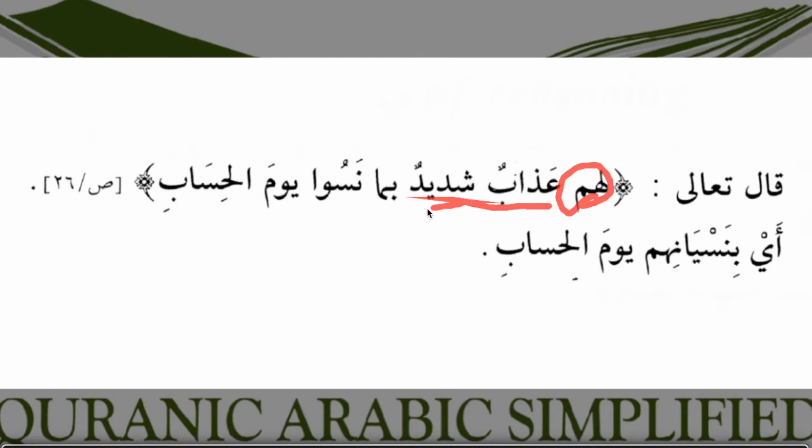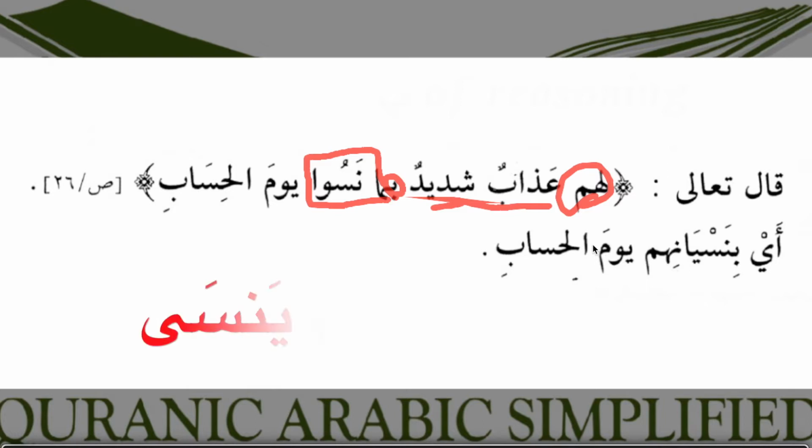And why is the punishment? So now Allah is giving us the reason. That this ba is ba al sababiyya. This uses the ba al sababiyya bi ma nasu. So this ma nasu is replacing the original masdar, which is bi nisyanihim. So they used to forget.